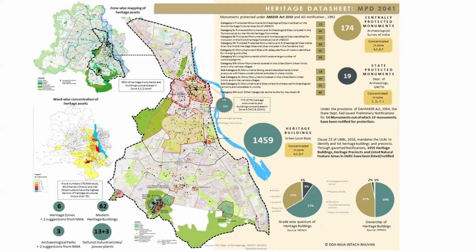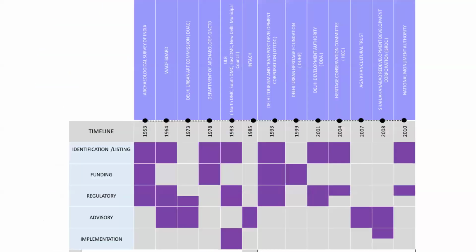If you look at the grade-wise quantum of heritage buildings, and then the ownership of heritage buildings, we have 6 heritage buildings with the National Monument Authority. Anyway, this is just a snapshot. We can always go back here. This is the stakeholder mapping that I did with the NIUA team and the DDA team.